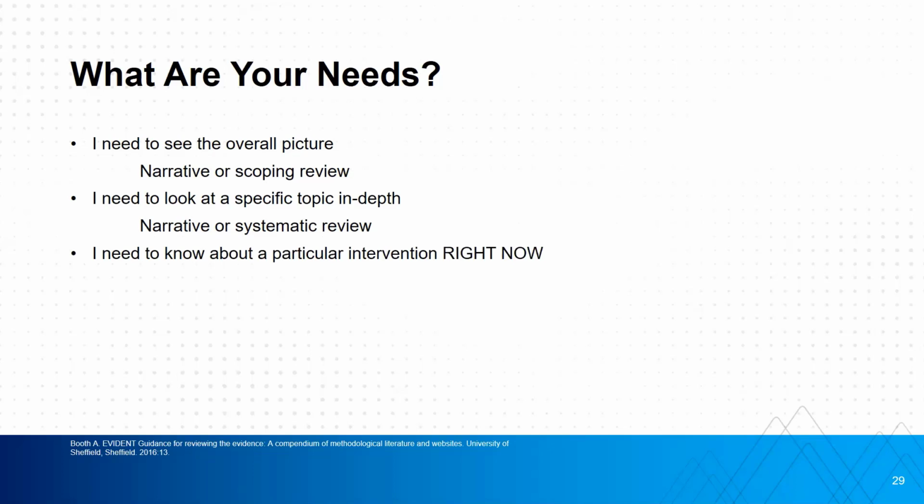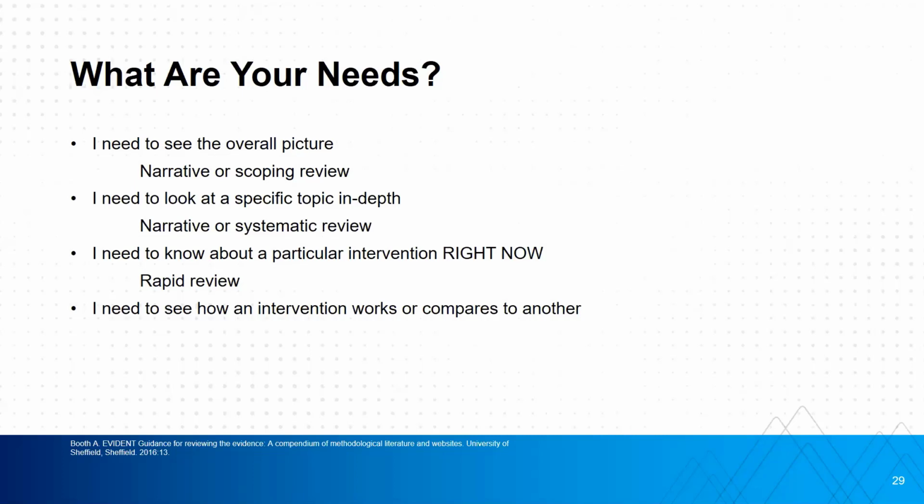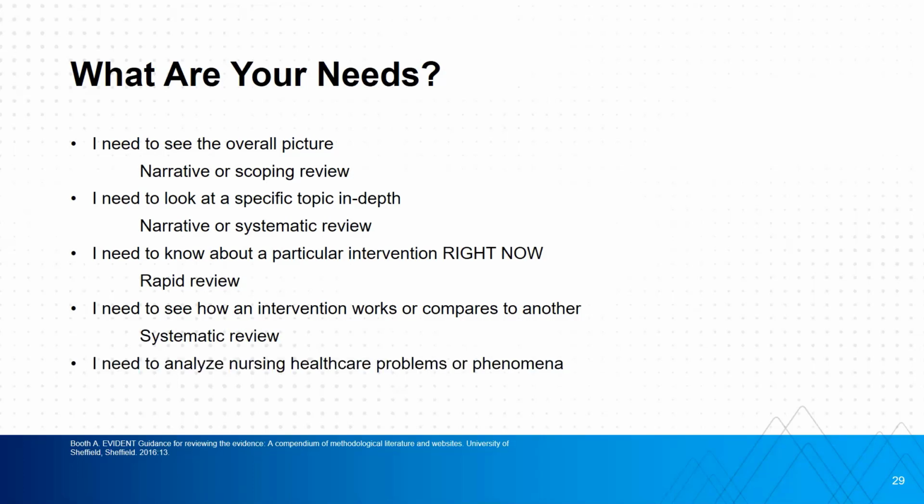If you need to know about a particular intervention right this second, you probably will have to search the literature rather than writing your own. But if you really don't have a whole lot of time, you probably want to pick a rapid review. If you need to see how an intervention works or compares to another intervention, generally a systematic review. And if you need to analyze nursing healthcare problems or phenomena, generally an integrative review.